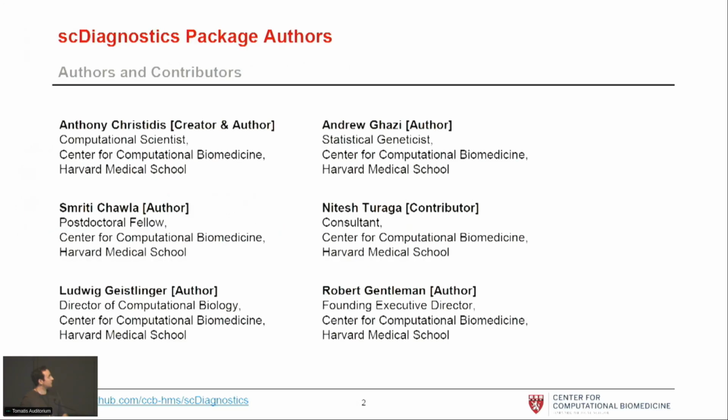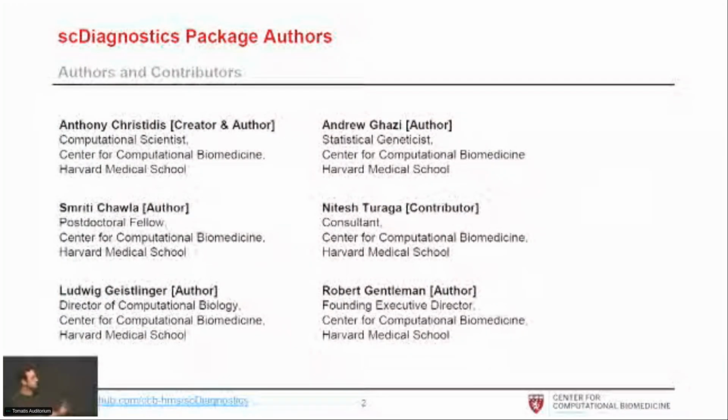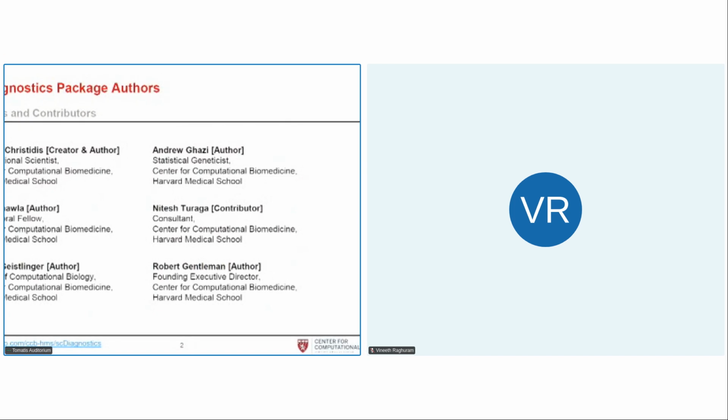So I'm Anthony Christidis. I'm a computational scientist at CCB at HMS. The work I'll be presenting today is joint work with many great people, including Andrew Ghazi. He's actually online, and he will be answering questions for the coding portion of this talk. He's a statistical geneticist. And then there was a postdoc, Smithu Chawla. Nitesh Turaga was a consultant. And then obviously Ludwig and Robert, who were instrumental for the development of this package.